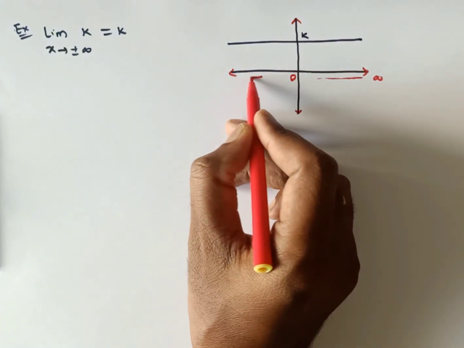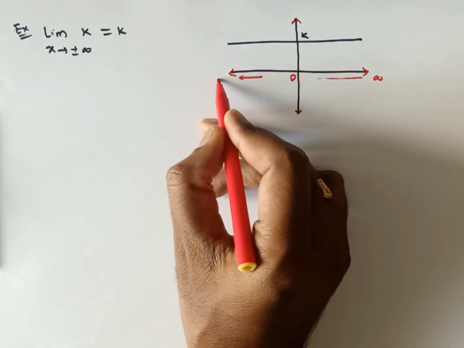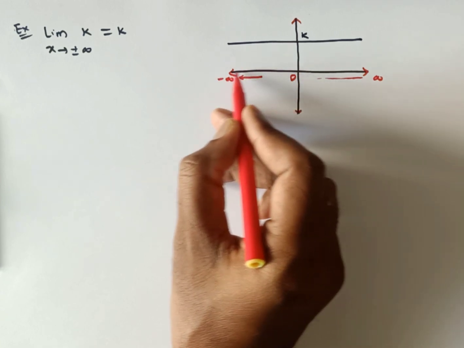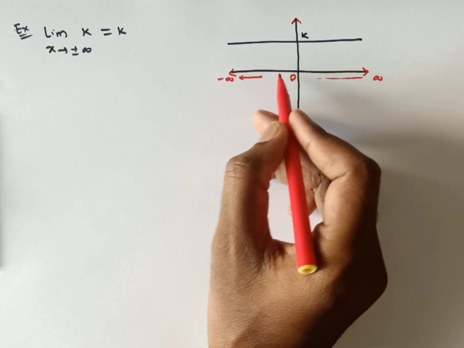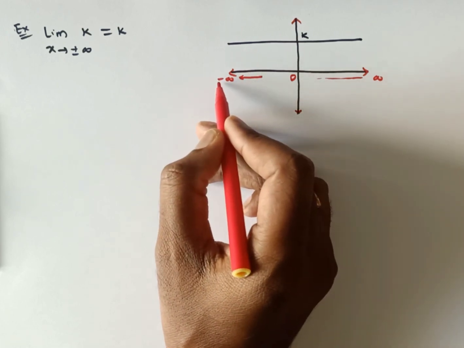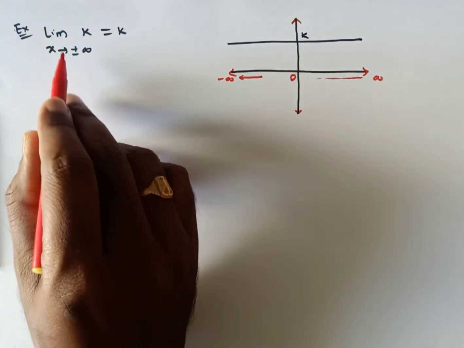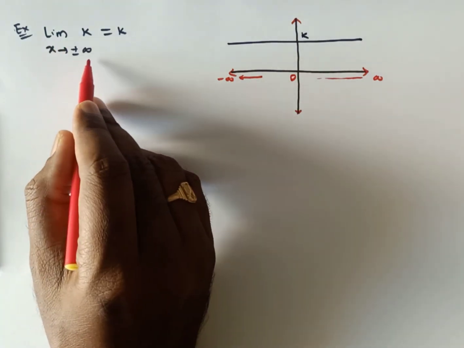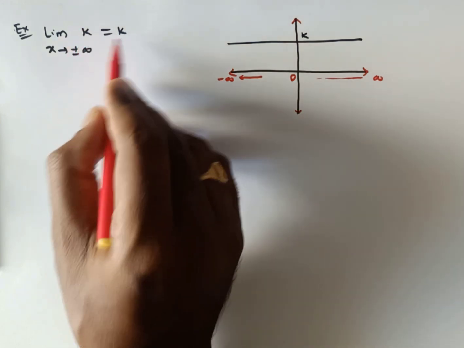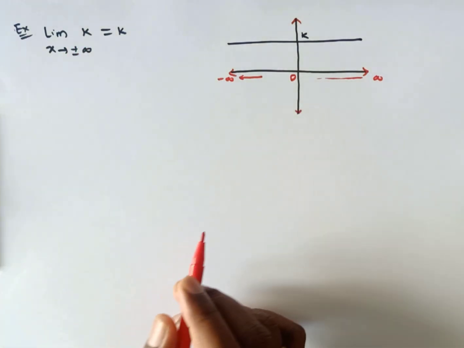And similarly on the left hand side, as x approaches minus infinity, x keeps decreasing. As x goes to a negative unknown value, the function value is constant only. So therefore limit as x tends to plus infinity or minus infinity, a constant function is always a constant.